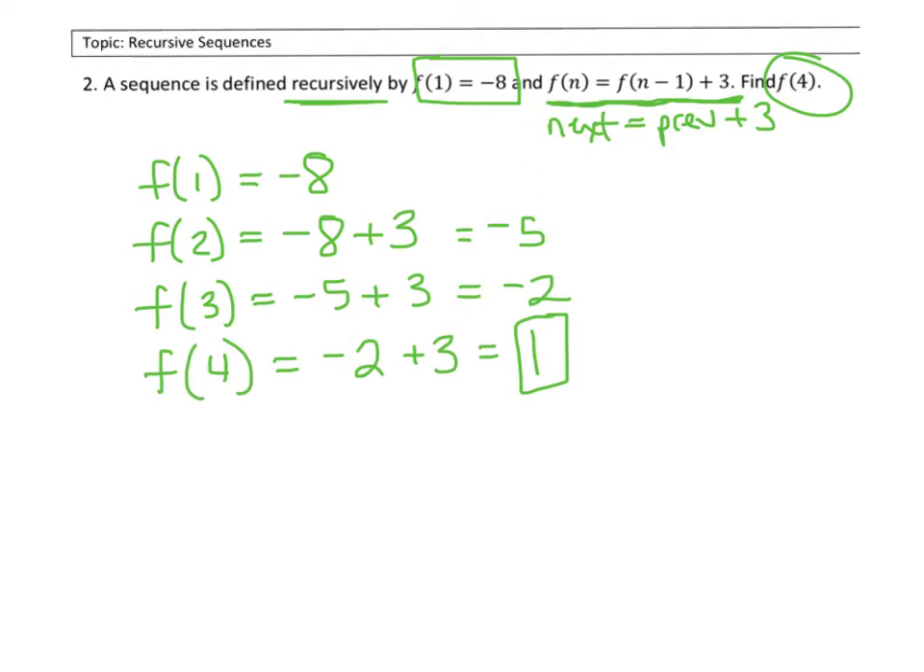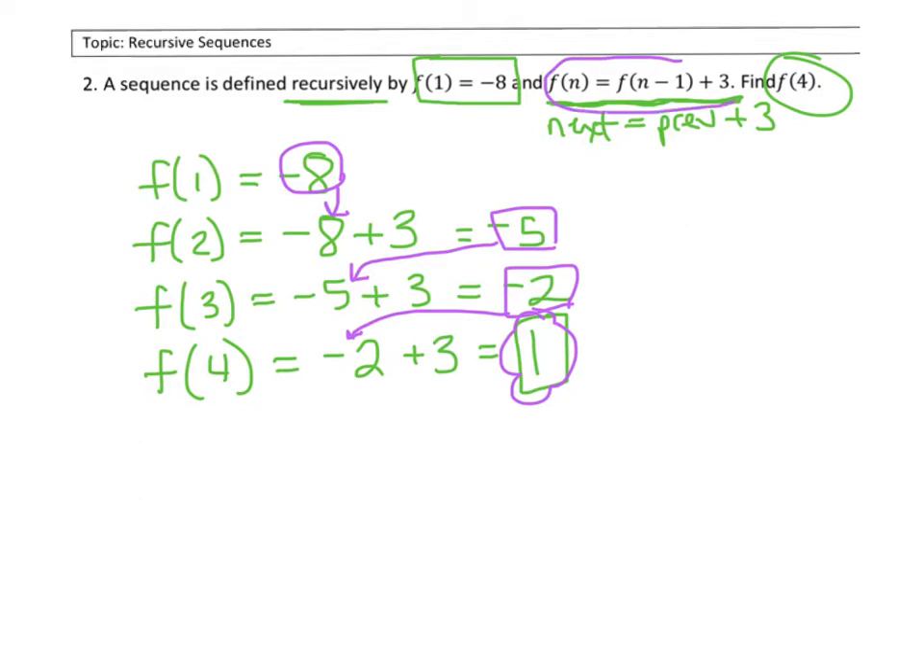You should notice a very repetitive process of what just happened. If you look here, we started with -8, that got plugged in here, and we got out an answer of -5. Then that got plugged in here, we got out an answer of -2. Then that got plugged in here, and we got our final answer of 1. So that is a process that keeps repeating. Once you understand this rule right here, you are golden. Understanding that the next term is equal to the previous plus 3 is the key to being able to answer that question.